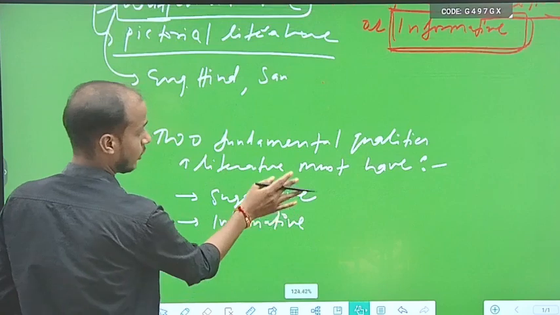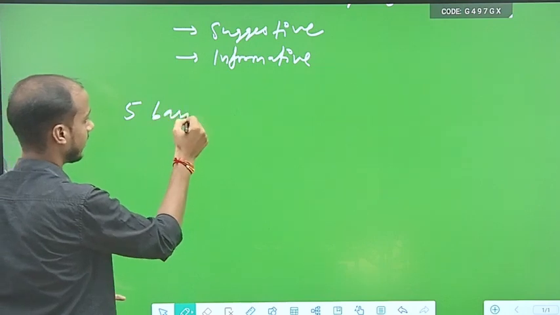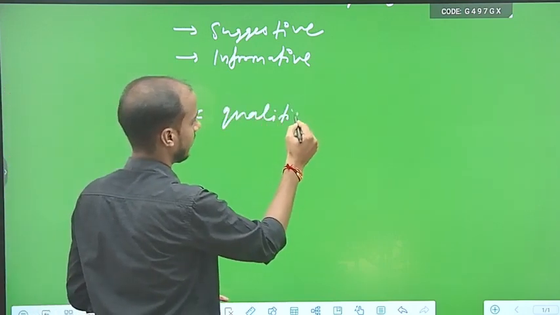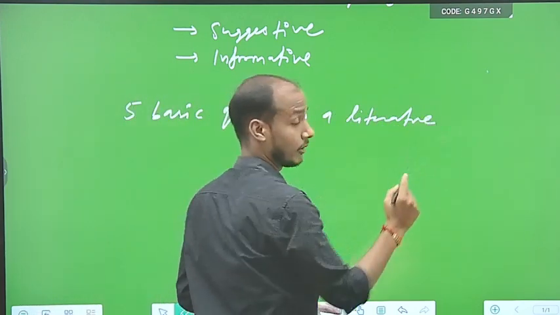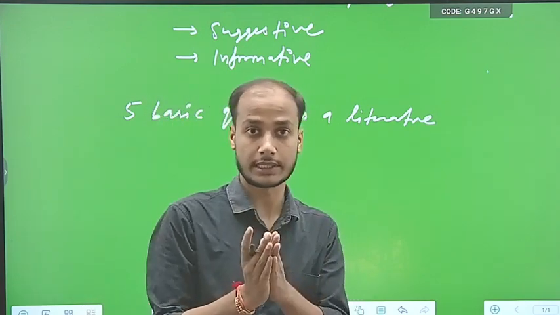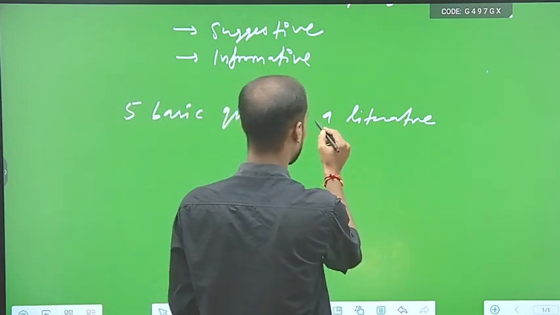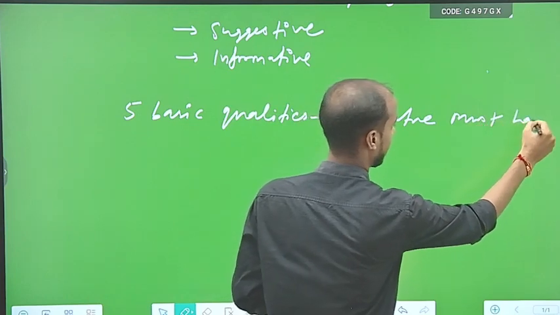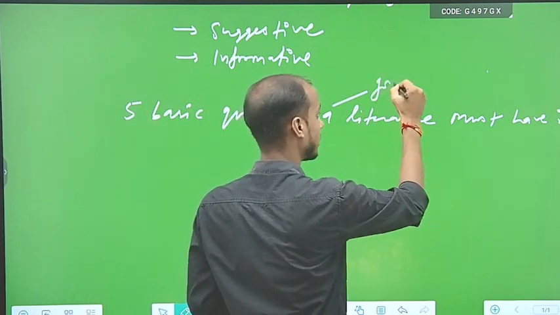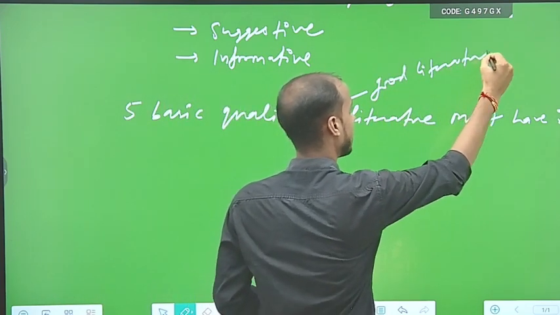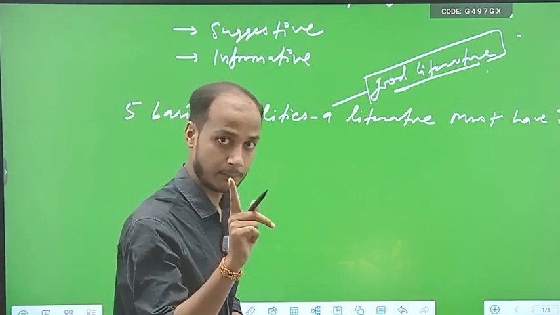A very important thing that I am going to tell you: five basic qualities a literature must have. When I say literature, I mean good literature. Okay, so do not get confused. So when I say a literature must have, do not forget, I mean good literature, right? So what are these five qualities that a literature must have? Very important, please pay attention.